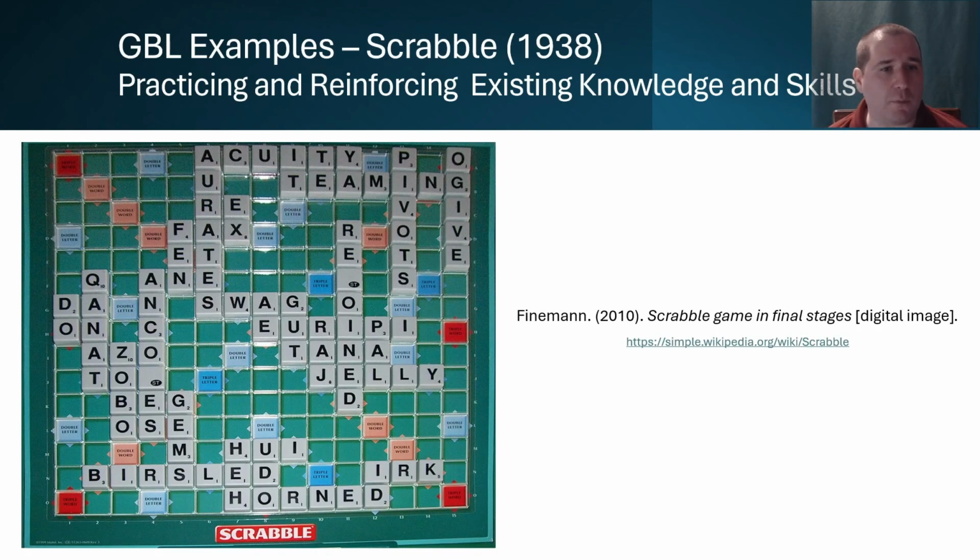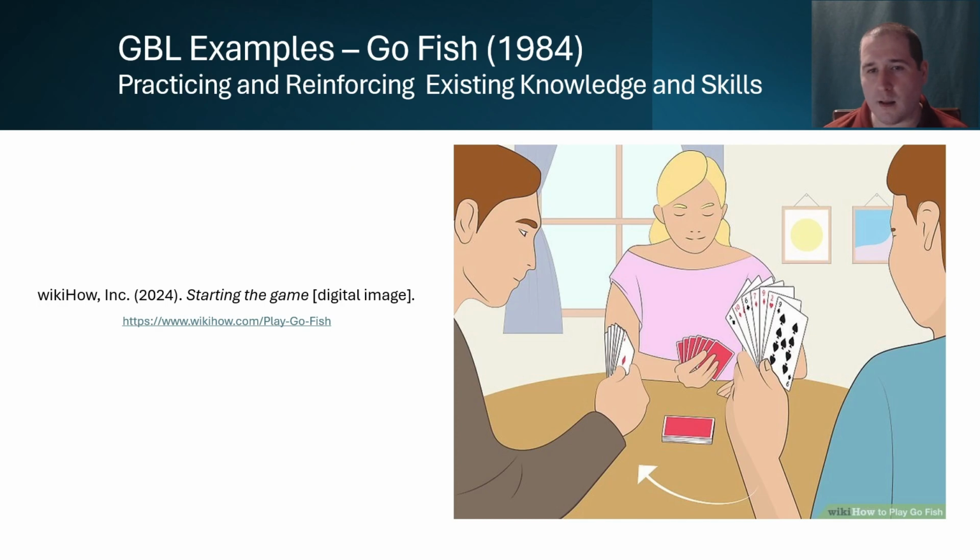Another example, Scrabble. In Scrabble, you're practicing your vocabulary knowledge and the skill of spelling. Another example, how about card games? Go Fish. This might be something that's useful for the younger students. But what do you have to do in Go Fish? You have to identify numbers 1 through 10, both verbally and visually. You're practicing taking turns. It's very good for young people. Very good game.